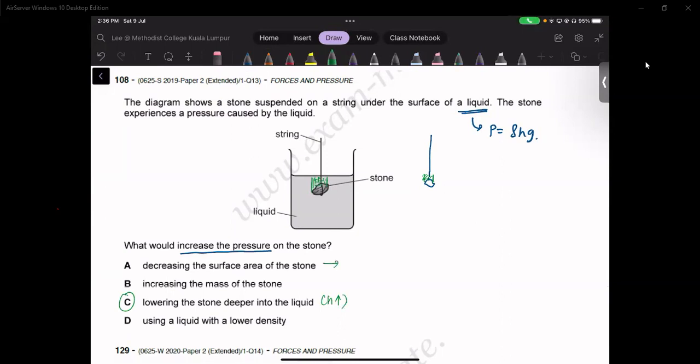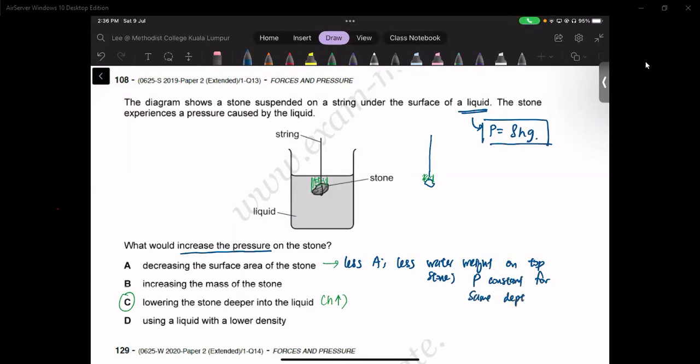And the reason why option A doesn't work is, well, the most straightforward one is because pressure or liquid doesn't depend on area, but also because less surface area means less water mass or water weight on top of the stone. So because of this, the pressure is constant, P constant for the same depth. So the only way to increase liquid pressure is to adjust the height or use a liquid of larger density. Change the liquid.